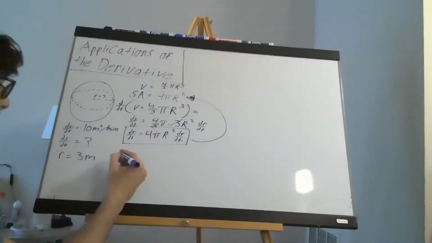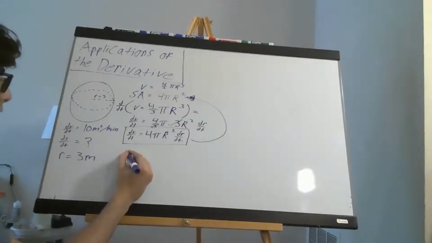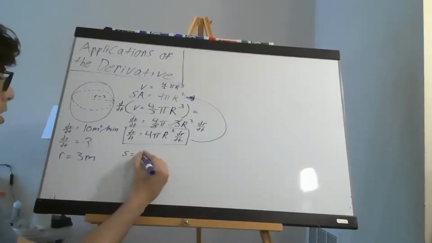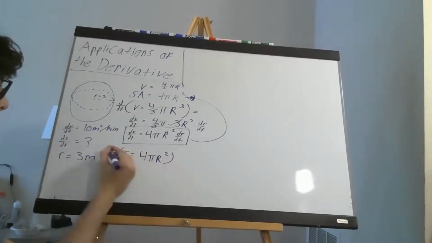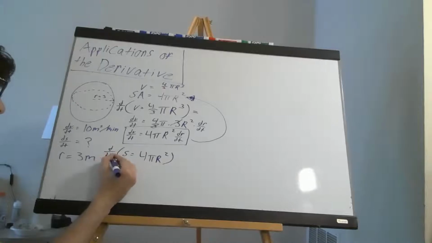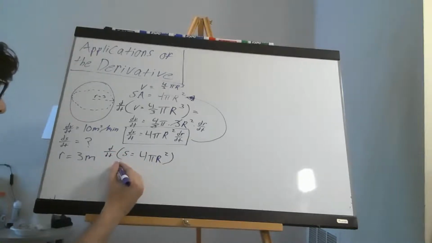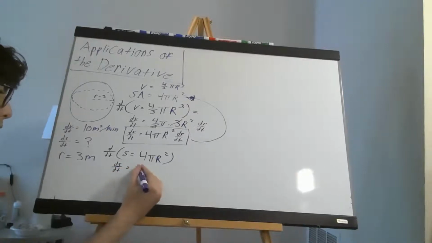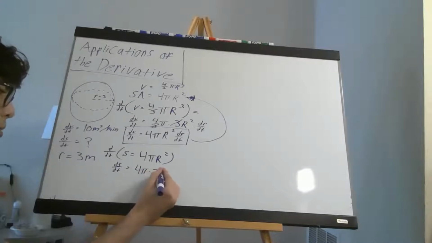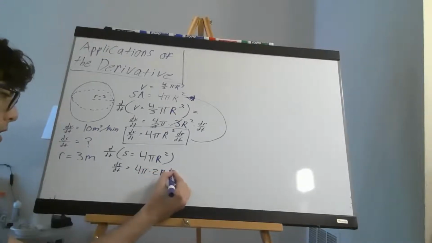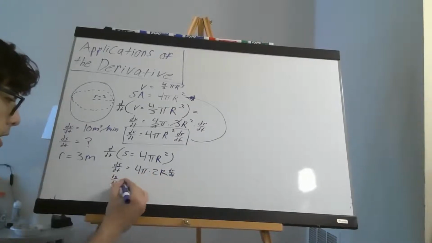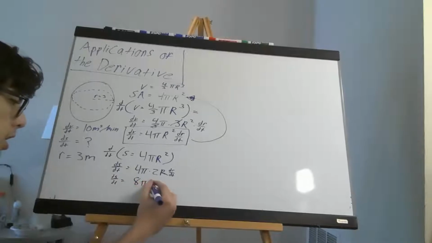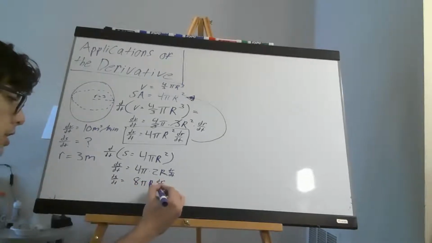So then let's do the surface area next. I'll just say S equals 4 pi r squared. So now let's take the derivative with regards to time. So we'll write d dt. So now we've got dS dt is equal to 4 pi times 2r dr dt. And then that's going to give us dS dt is equal to 8 pi r dr dt.